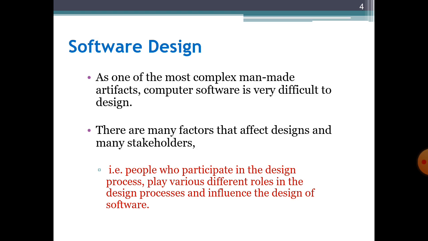Let's say, for example, a university management system. What stakeholders can be in a university management system? Teachers, students, the quality assurance team, all of these are stakeholders of the university management system. So specifically, different people actually participate in that design process, play different roles, and influence the design of software.